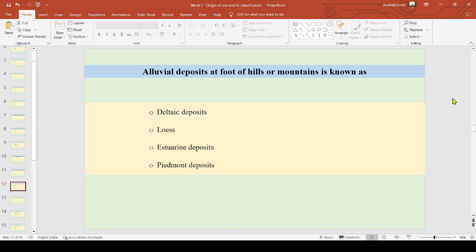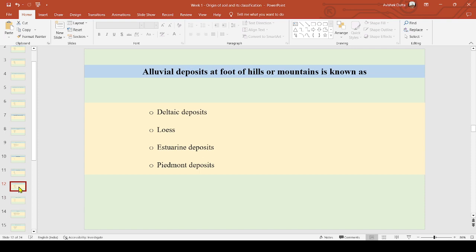Alluvial deposits at foot of hills or mountains. When alluvial soil is deposited near the foot of mountain ranges, then that soil deposit is known as deltaic deposits, loess, estuarine deposits, or Piedmont deposits. Next question.